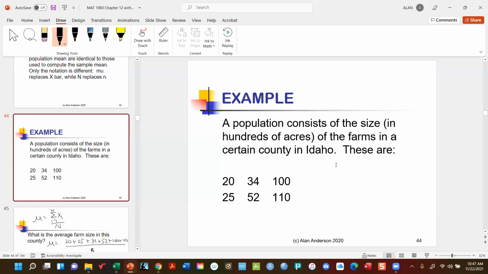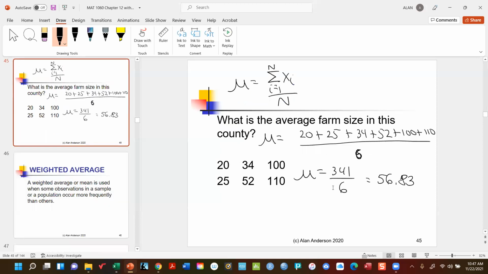So anyway, these are the 6 farms in Idaho, and we want to know the population mean. So literally just add them up and divide by 6. So the average size is about 56.83 acres.